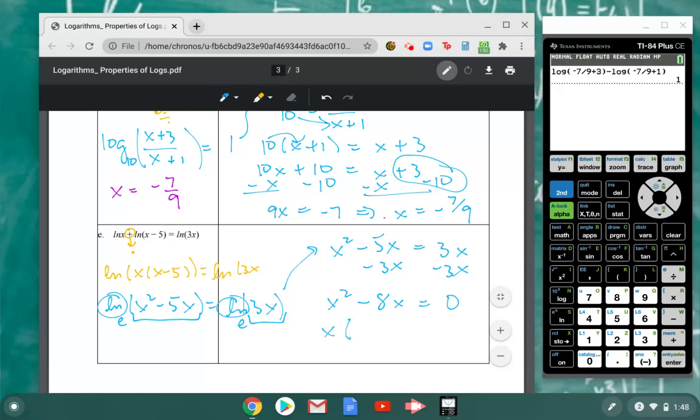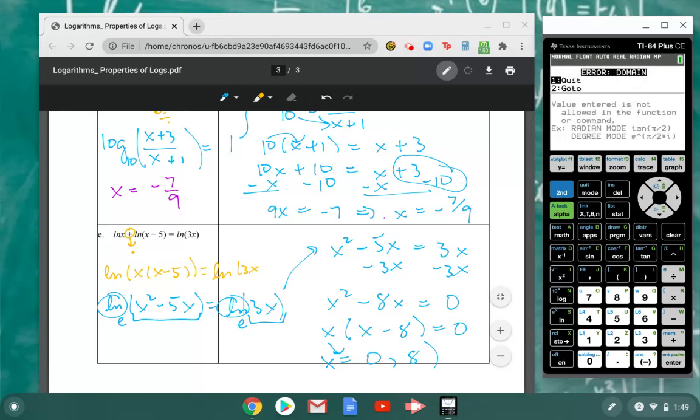I can factor the x out. x times x minus 8 equals 0. This gives me two possible answers. x is equal to either 0 or positive 8. As I try and put 0 in, I'm going to end up with a non-real answer, but we can go ahead and try it. So the natural log of 0, let's see. The natural log of 0, which is my x, plus the natural log of x minus 5, so that would be 0 minus 5, and hit enter, and that gives me domain.